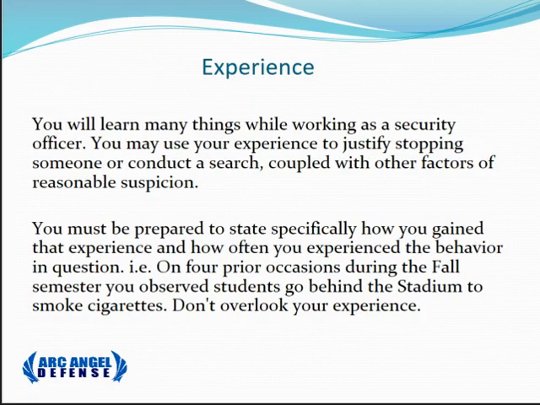You must be prepared to state specifically how you gained that experience and how often you experienced the behavior in question. For example, on 4 prior occasions during the fall semester, you observed students going behind the stadium to smoke cigarettes or marijuana. Don't overlook your experience.